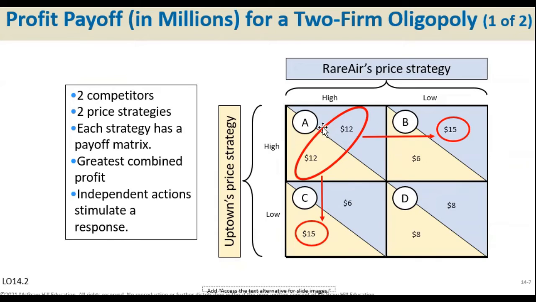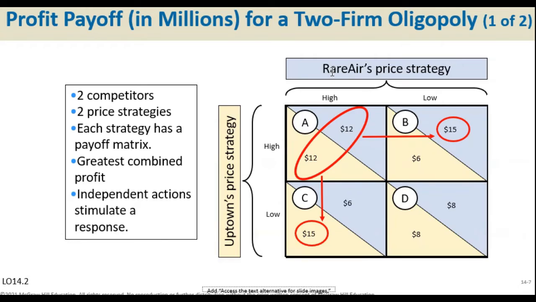They have an independent action. So if we look at the table here, we have the competitors Rare Air and Uptown. Each of them has two price strategies, high price or lower price. Depending on the strategy you adopt, this box over here will show your payoff matrix.